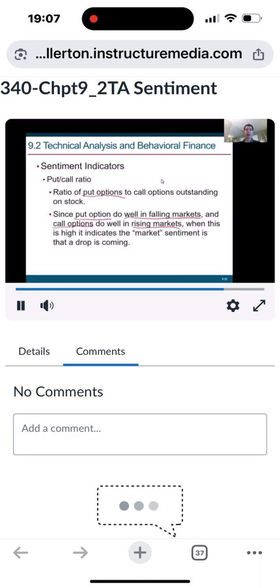So what to remember about the put-call ratio? When the put-call ratio is greater than 1, that is actually negative sentiment. That's bearish. And when it's less than 1, that's actually bullish. People are more comfortable in betting the stock is going to go up.